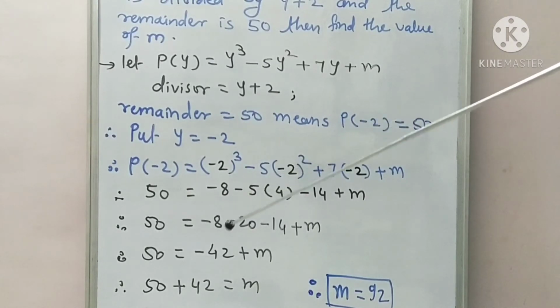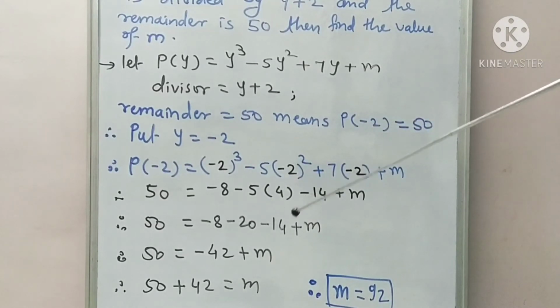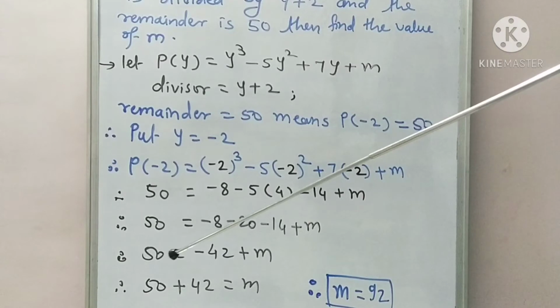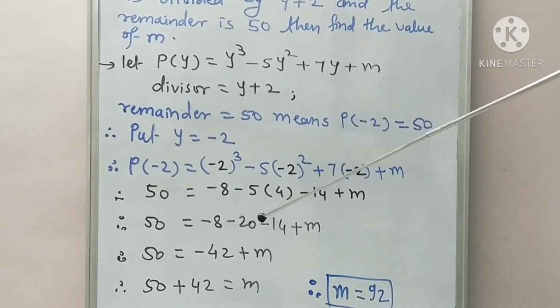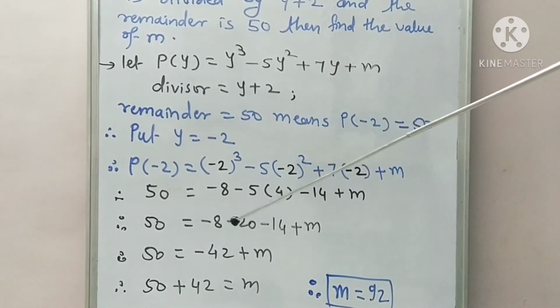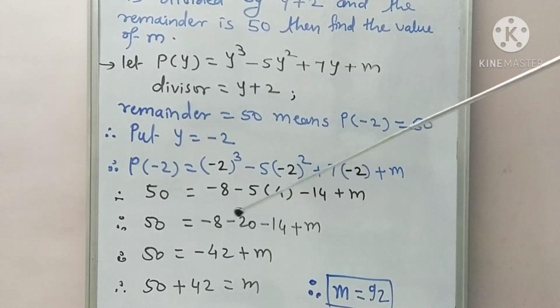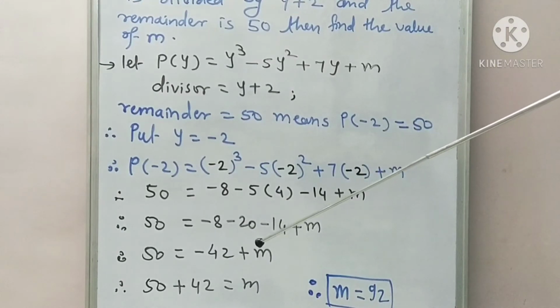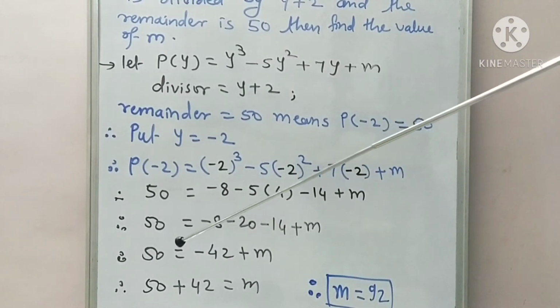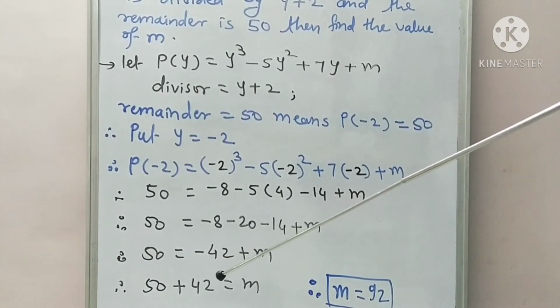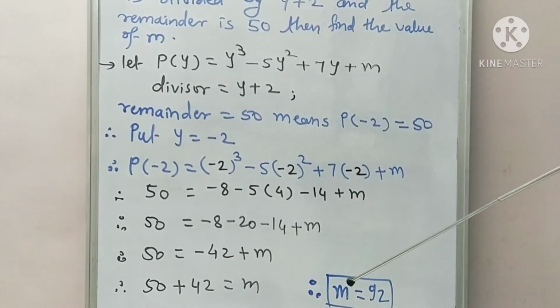50 equal to minus 8, 5 4s are 20, so it's minus 20, minus 14 as it is, plus m. Therefore 50 equal to, what we notice here, students, all three values have a minus sign, so we do the addition. 8 plus 20 is 28, 28 and 14 is 42, minus 42 plus m. Taking minus 42 to the left side, it's 50 plus 42 equal to m, which means if the remainder is 50, then the value of m is 92.